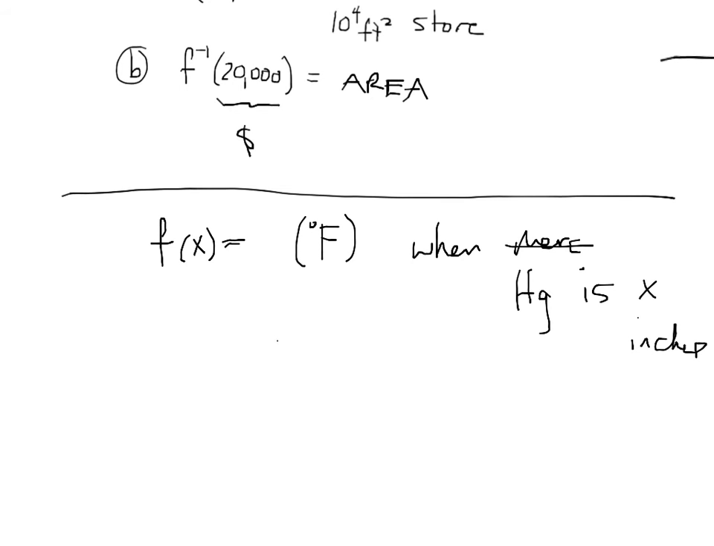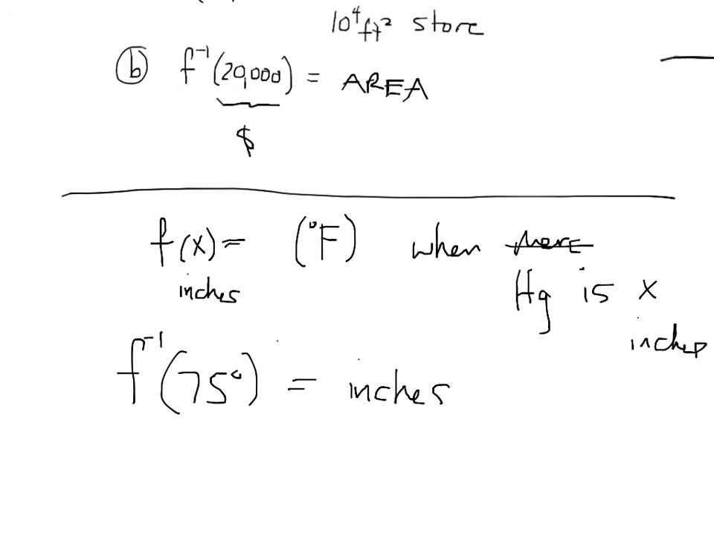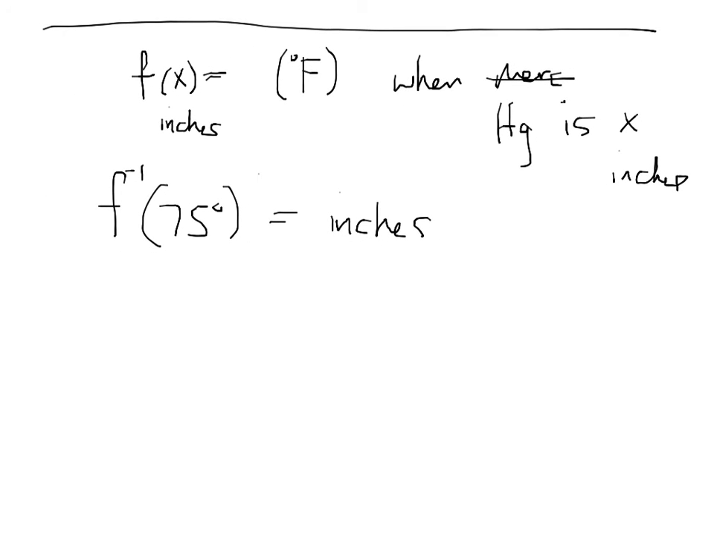When Hg is x inches. Okay. So the question is, what is F inverse of 75 degrees? Again, the domain here is inches. Right. So it would be the height of mercury at 75 degrees. Yeah, as soon as you force yourself to make the switch, it becomes kind of a silly question, actually, right?